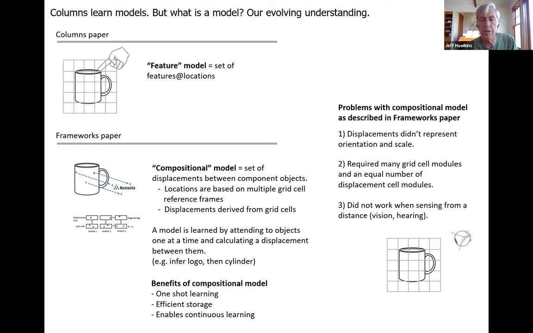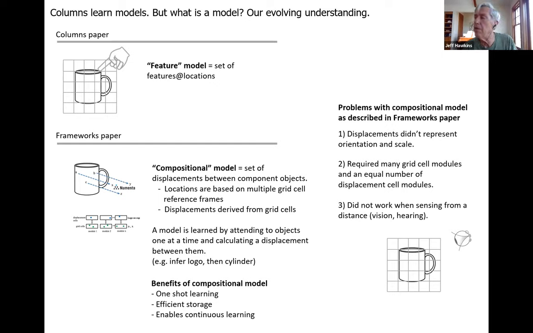As I mentioned last time, the displacements didn't represent orientation and scale. There was no way to say, oh, the Numenta logo is at an angle on the coffee cup, at a 45 degree angle, or that it's a small logo or a big logo. We had no way of doing that with our displacement cells. Another big problem with the frameworks paper is that it required many grid cell modules. We were relying on the idea that you're sampling across multiple slightly different grid cell modules, and this is how you came up with a unique location. And our displacement cell mechanism required that too.